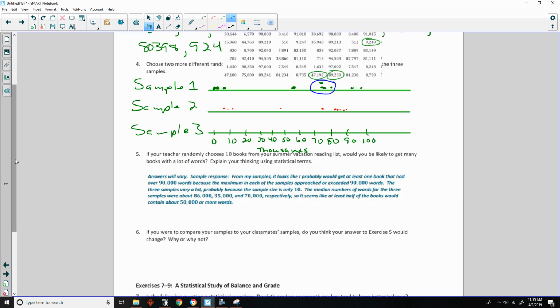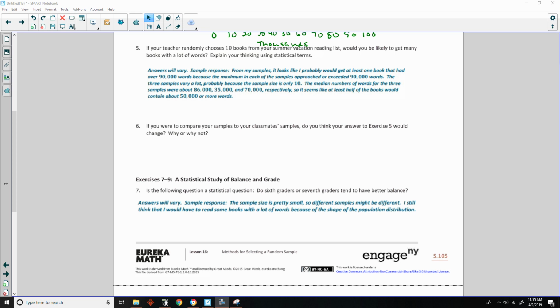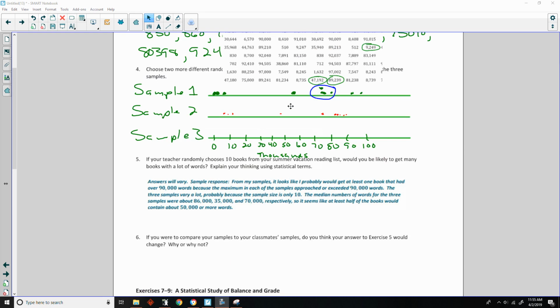Anyway, number 6. If you were to compare your samples to your classmates' samples, do you think your answer to exercise 5 would change? Why or why not? So again, answers would vary on this, and a sample response may say, the sample size is pretty small, so different samples might be different. I still think that I would have to read some books with a lot of words because of the shape of the population distribution. That would be a really good representation, talking about the shape of the distribution.